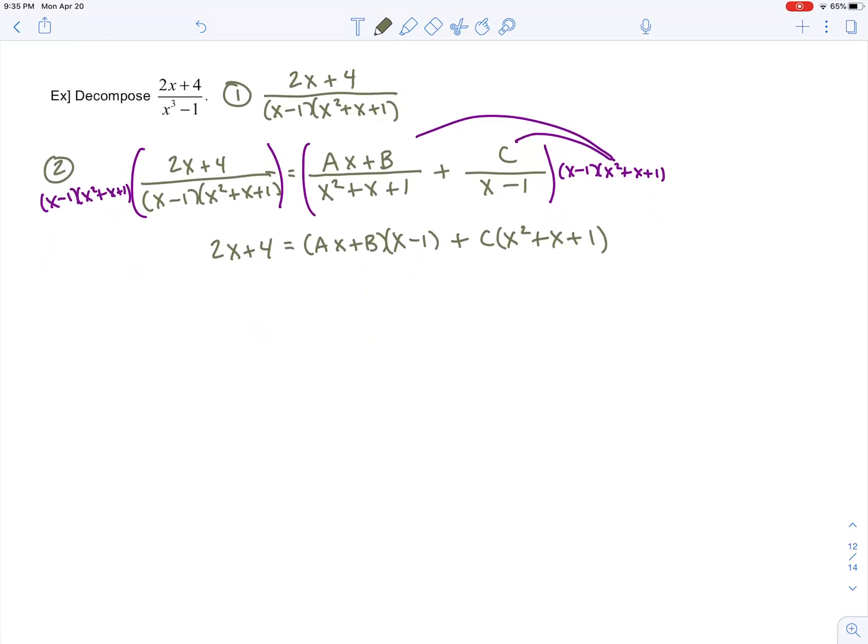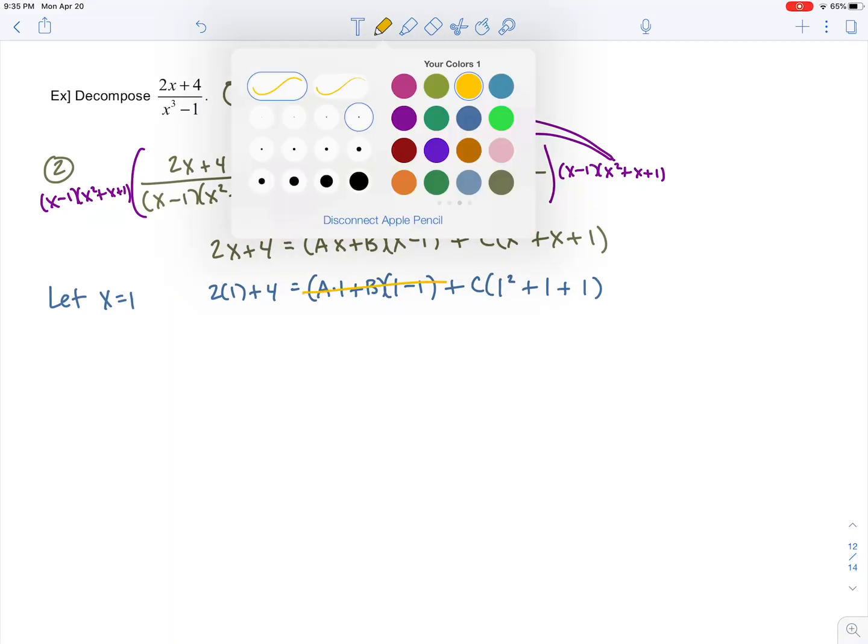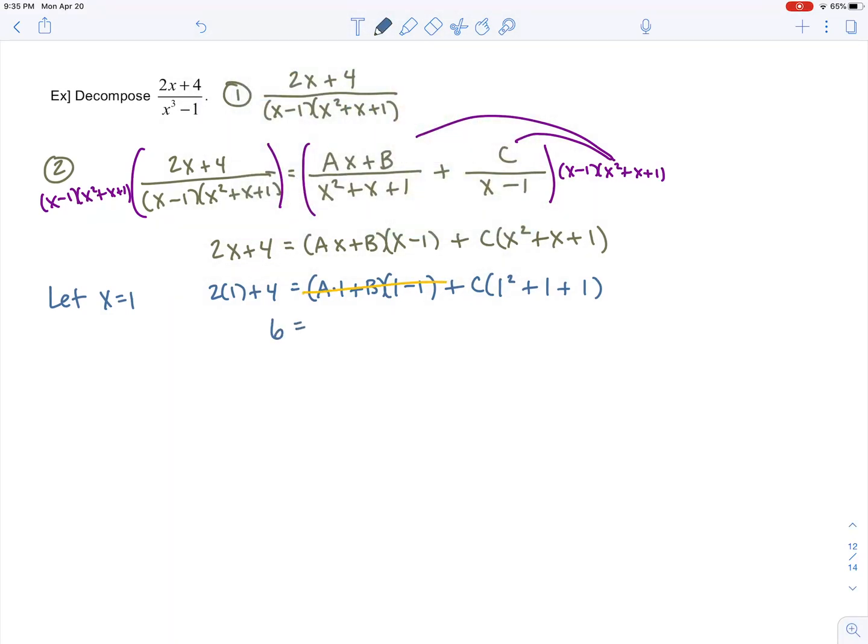So I need to solve for a, b, and c. I do have a linear factor of x minus 1, so I want to start off by plugging in x equals 1. That will zero that out, and I'll be able to solve for c. So I have 2 times 1 plus 4 equals a times 1 plus b times 1 minus 1, which is 0. That was the whole point of choosing 1. So this is 0 here. So I have 6 equals c times 3. Divide both sides by 3, and I have that c is equal to 2.